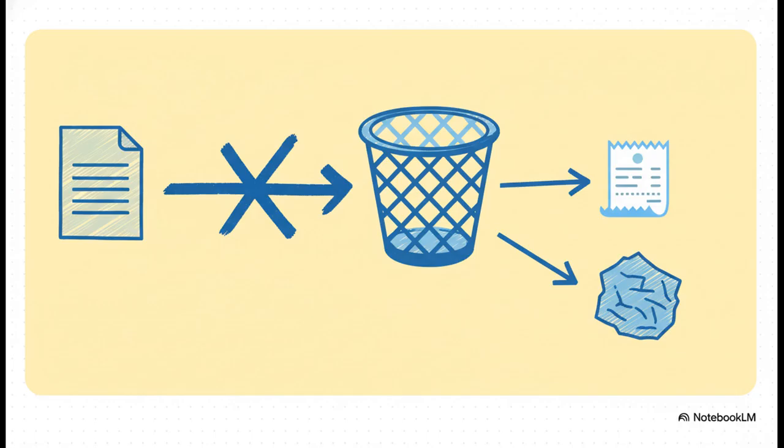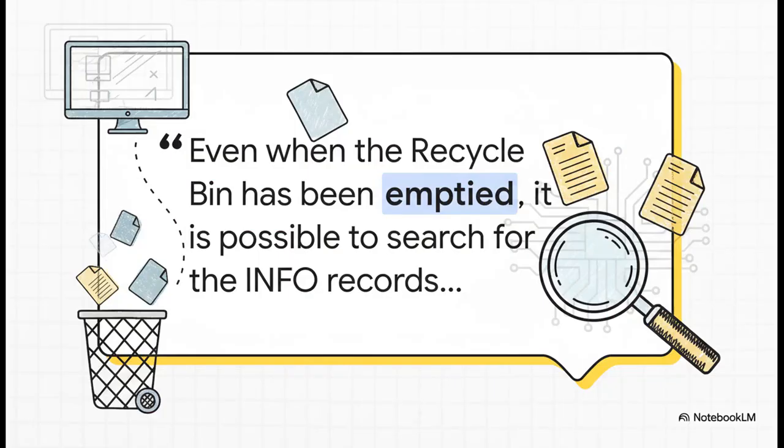The $I file is like a receipt. It records the original file's name, its path, and the exact time it was deleted. Then there's the $R file, which contains the actual contents of the deleted item. This just goes to show how hard it is to truly delete something.